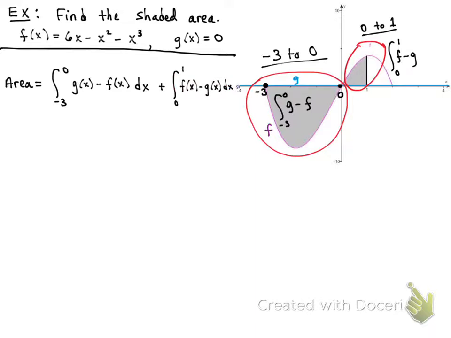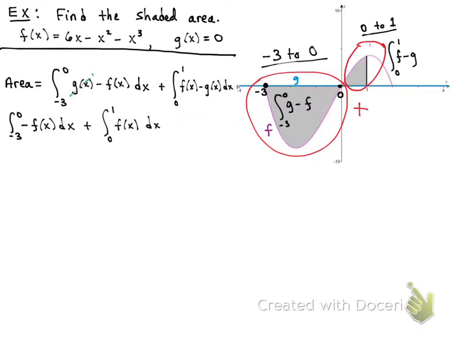And so then of course my total area will just be from adding these two areas together. So then my area will be the integral of g of x minus f of x from negative 3 to 0, plus the integral from 0 to 1 of f of x minus g of x. So now we can just evaluate each of these integrals.